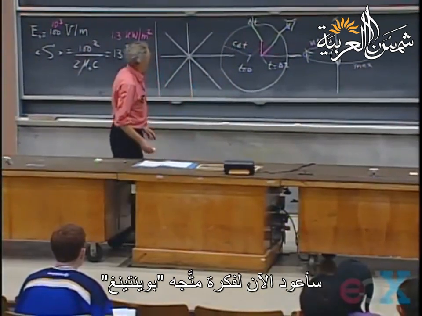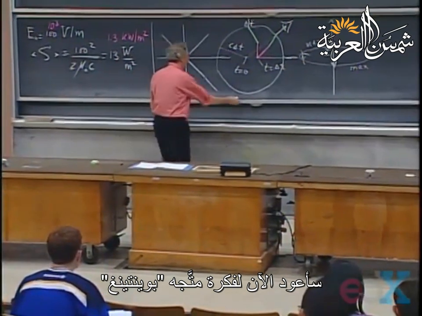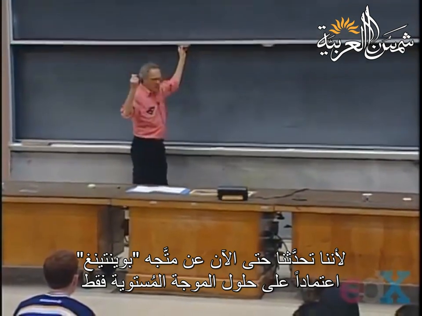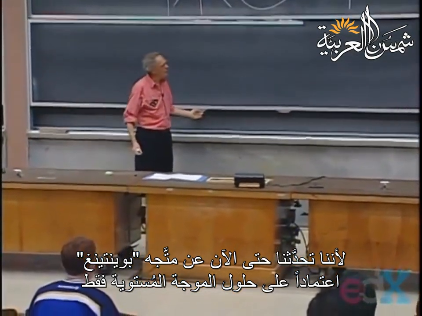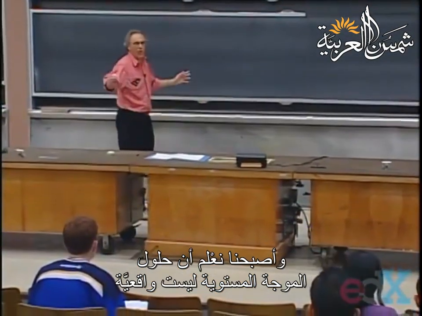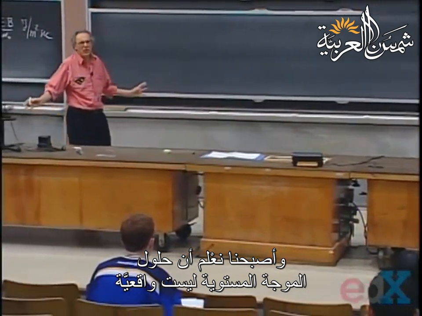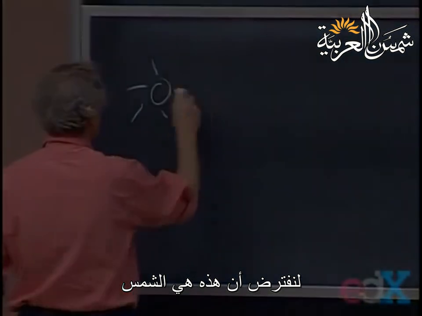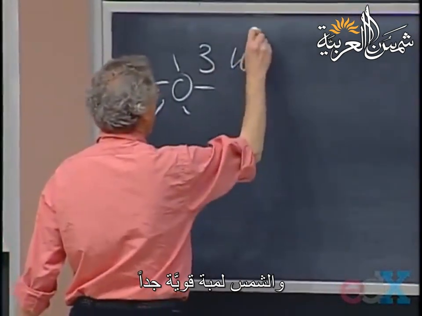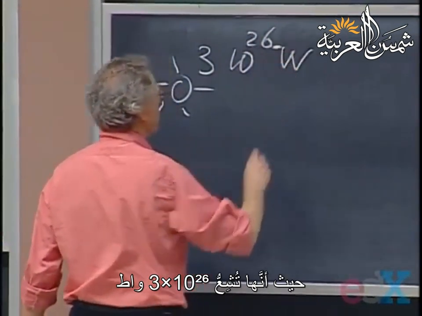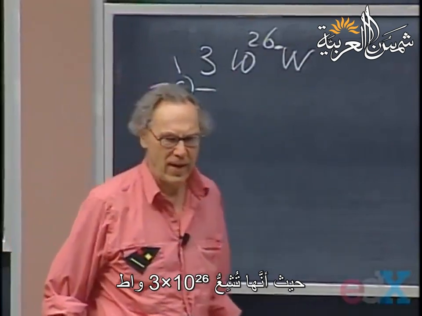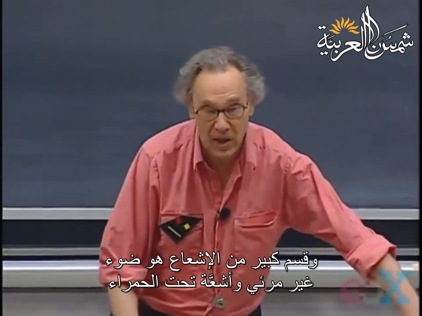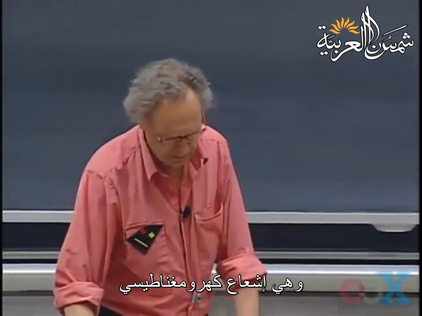So now I would like to return to the idea of the Poynting vector. Because we talked only about the Poynting vector, we derived that in terms of plane wave solutions. And we now know that plane wave solutions are really not too realistic. Suppose we have the sun here. And the sun is a really powerful light bulb. 3 times 10 to the 6 watts radiates, largely in visible light and in infrared radiation, which is electromagnetic radiation.